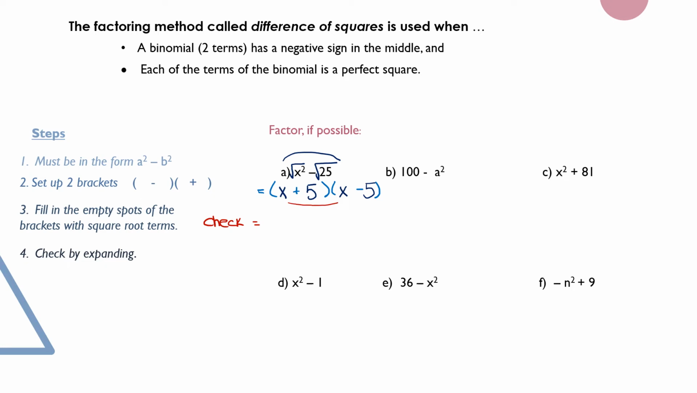So first I'm going to do x times x, that's x squared. And then x times negative 5 is negative 5x. Now over to the positive 5 times x is plus 5x. And positive 5 times negative 5 is negative 25. These two cancel out just like they did the first thing we did today. These two cancel out, so we're left with x squared minus 25.